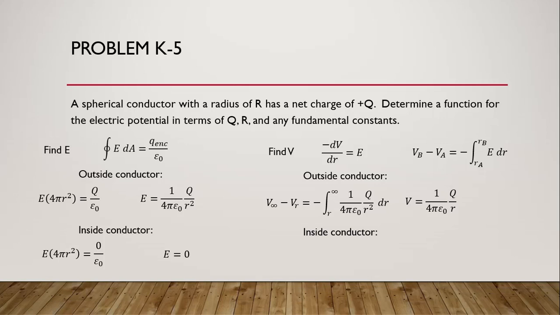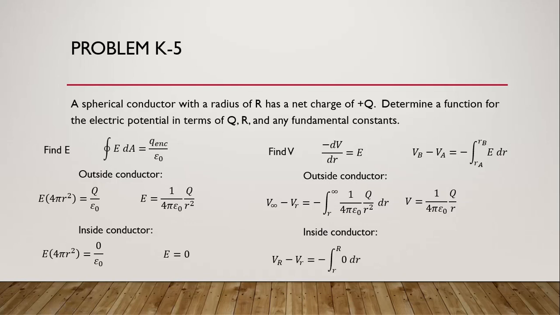If I insert all of this stuff in here, we would end up with this as my final result. Double check, negatives cancel, yep, we're good. So you'd end up with this voltage at any point outside the conductor. It really looks like the potential from a point charge.